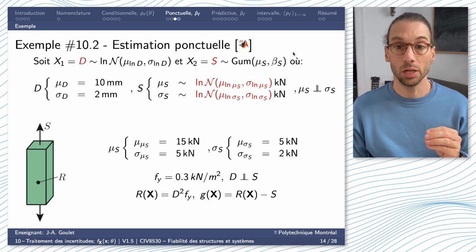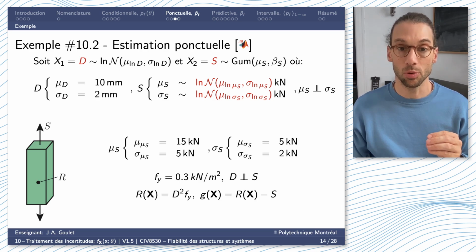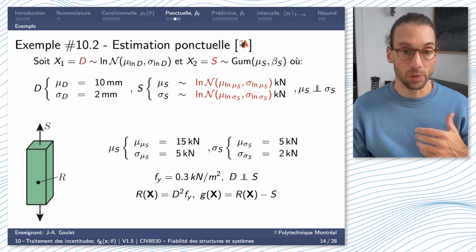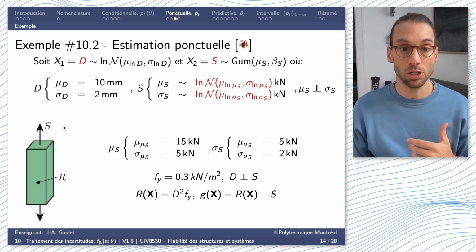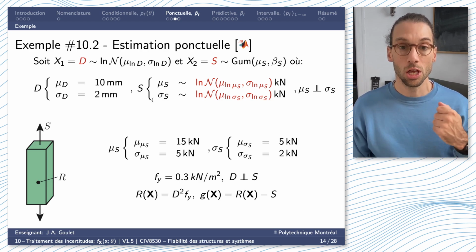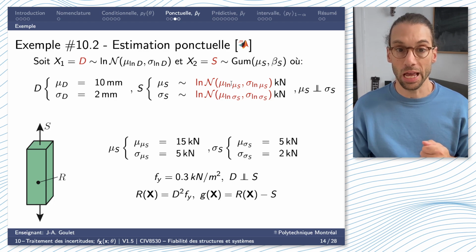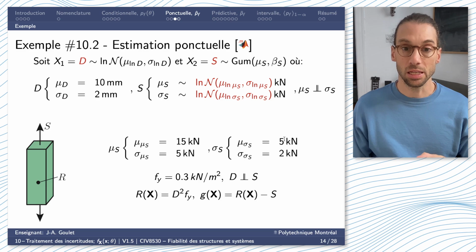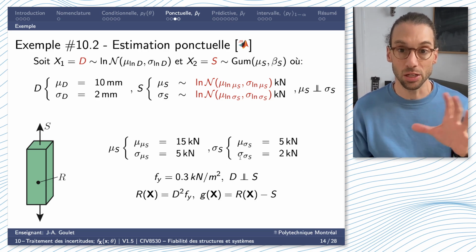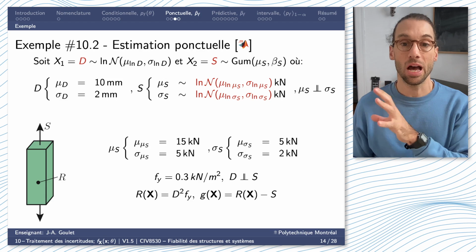So what can we do if we apply it to the example of our bar subject to a tensile force? We're going to again assume that mu d is 10, sigma d is 2. The mean for the solicitation is described by a log normal random variable, and the standard deviation by a log normal random variable. These four parameters are described here. The mean of mu s is 15. The standard deviation of mu s is 5. The mean of sigma s is 5. The standard deviation of sigma s is 2. We want to include this uncertainty and see how it affects my probability of failure.